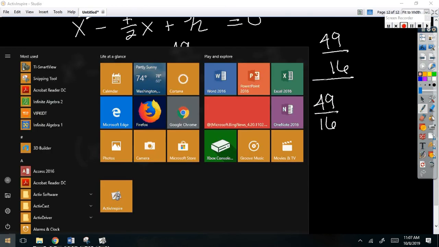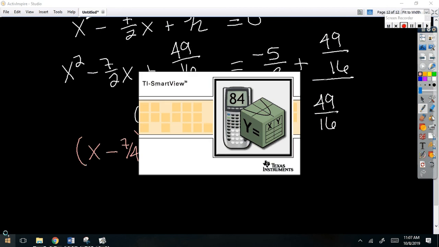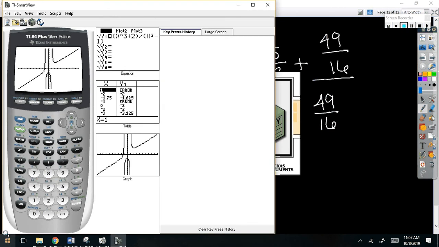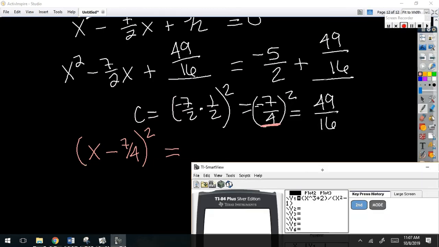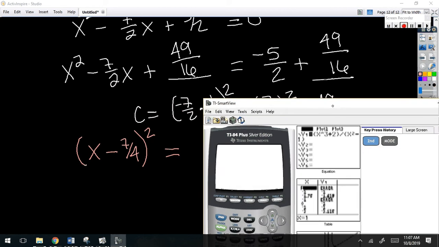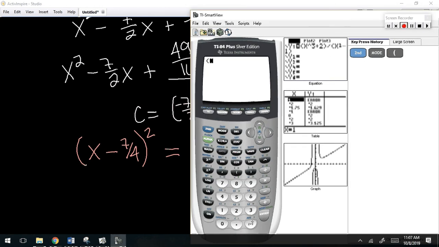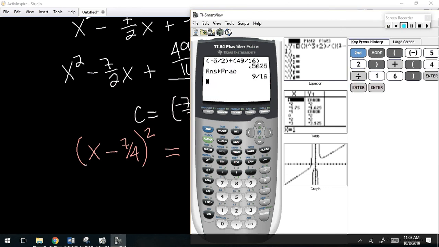equals, well, I'm just going to tell you right now, I'm going to use my calculator here. So I'm going to do negative 5 over 2 plus 49 over 16. Negative 5 over 2 plus 49 over 16. Math, enter, enter. 9 over 16. I'm liking the way that looks. Both of those are perfect squares. Math, enter.